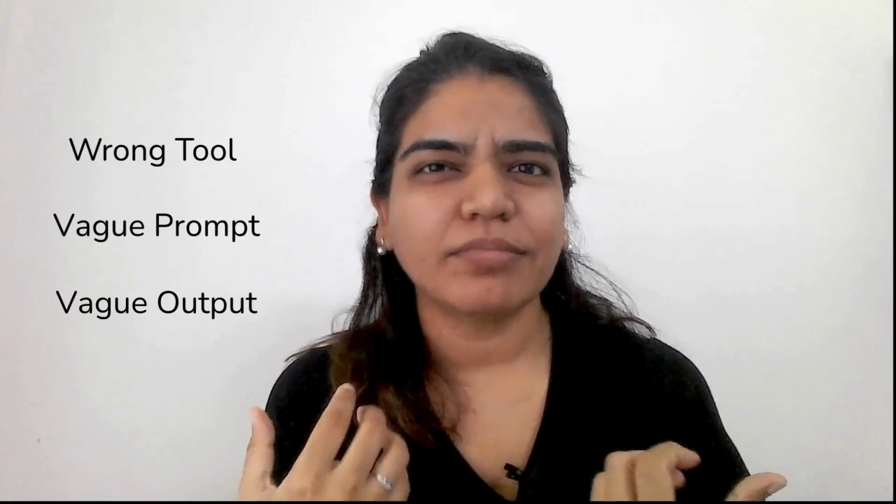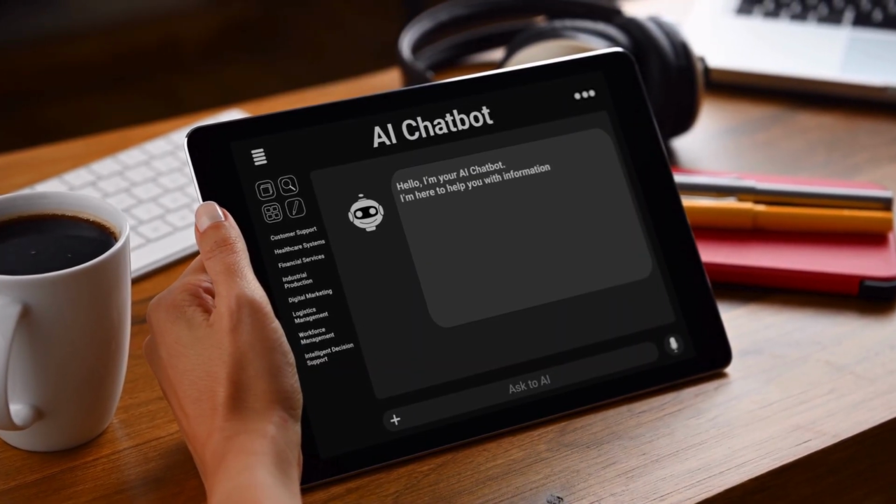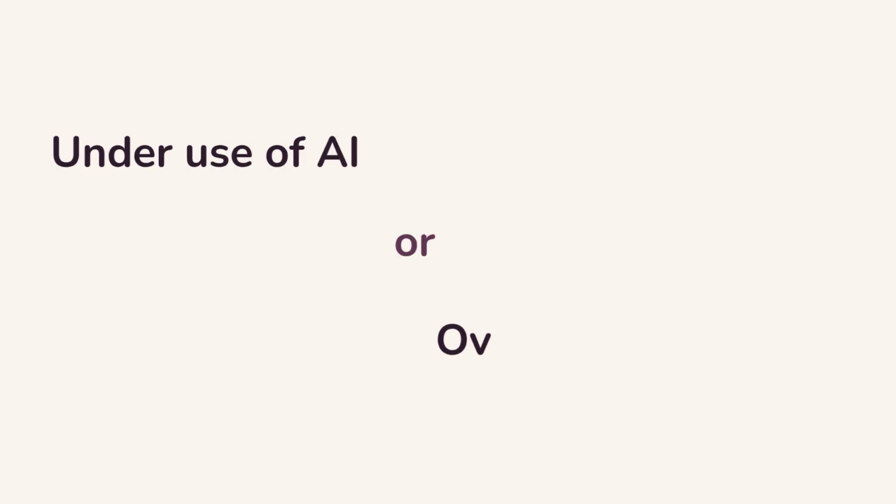The beginner mistakes are pretty obvious. Wrong tool, vague prompt, vague output, and I'm sure you figured it out really fast. But what I'm talking about today are not these. These are the ones that look like normal AI usage, but it could either be underusage of AI or overusage of your time, which is time wasted. Let's get straight into the mistakes.